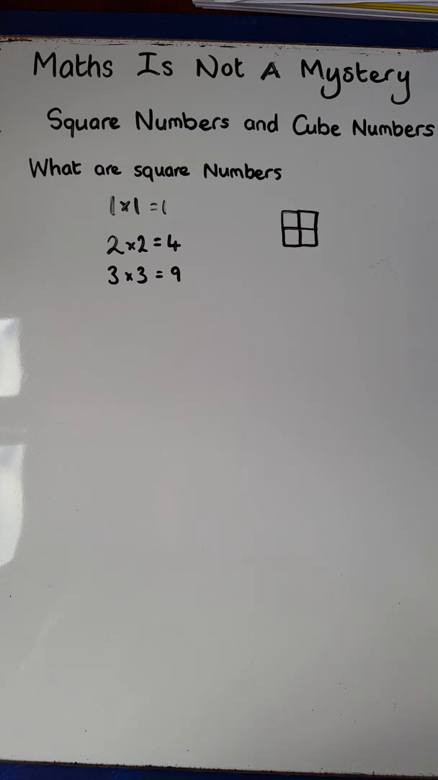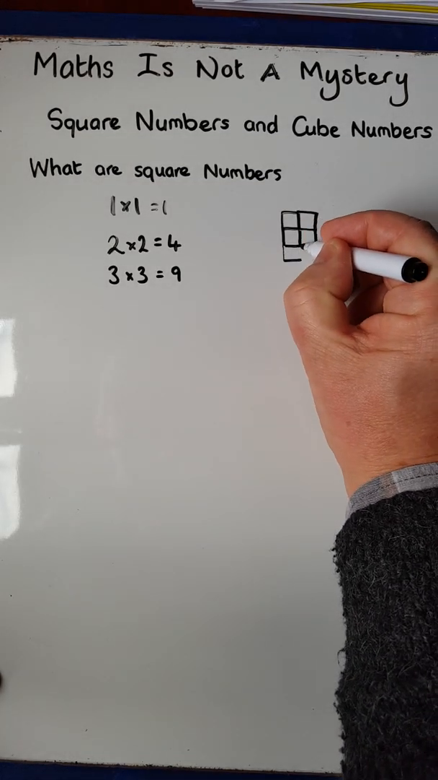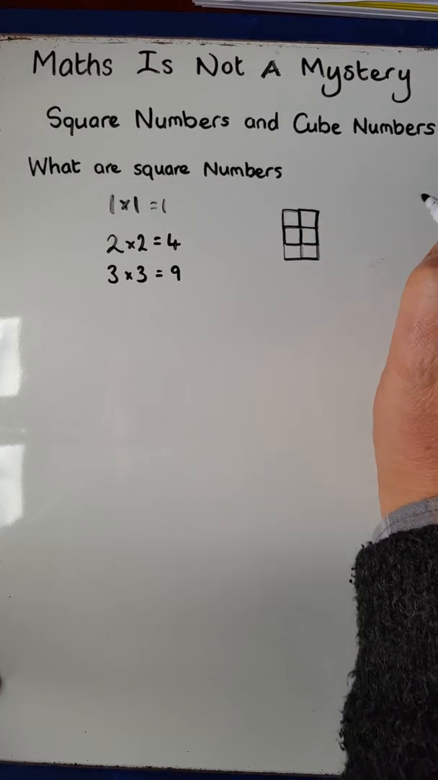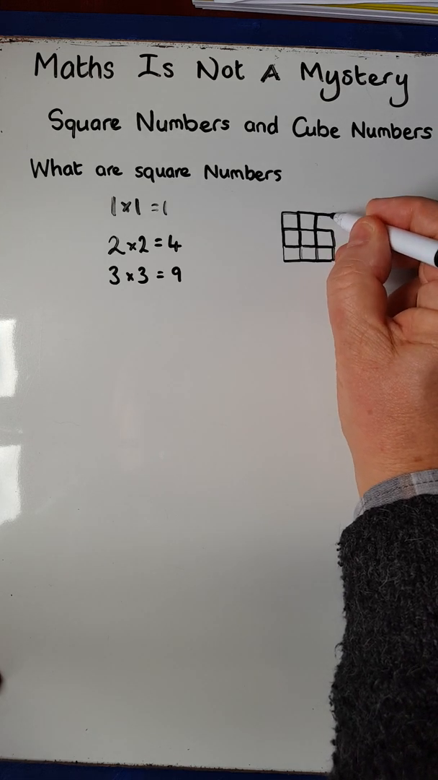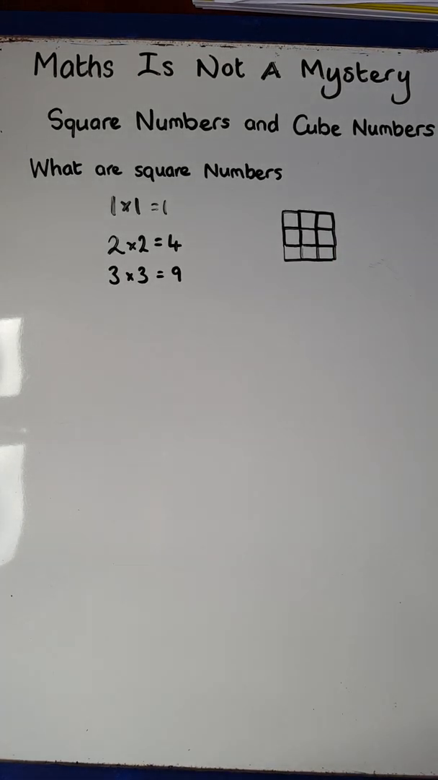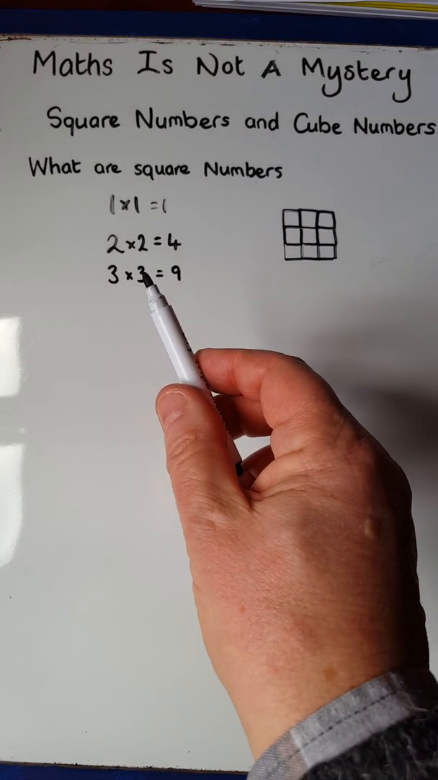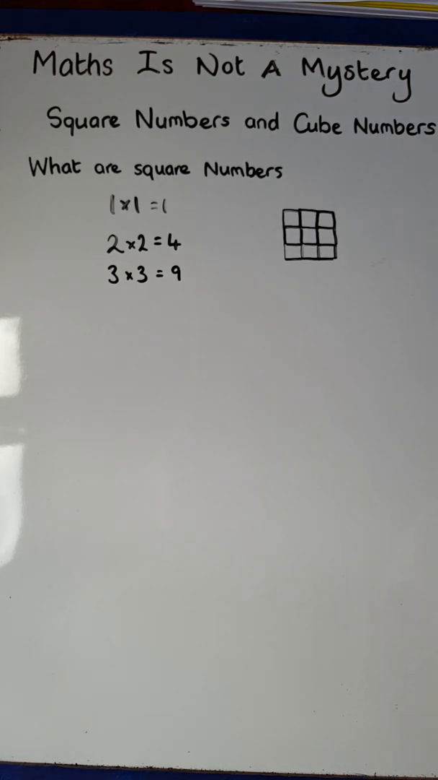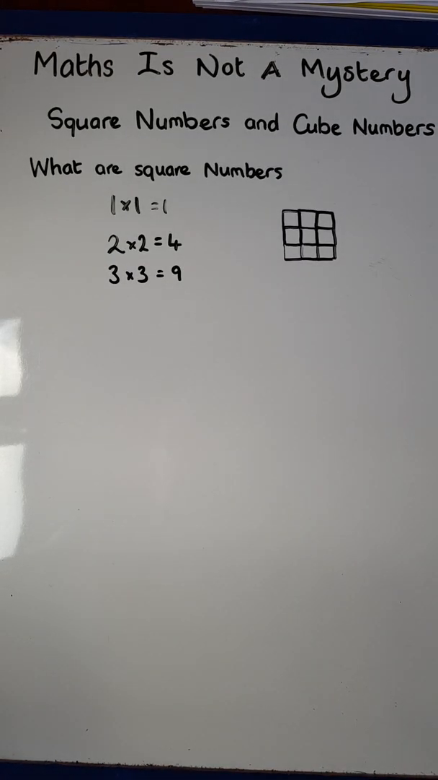And the next time you can make a square out of a bunch of little squares is when you've got 9 of them, because you can't do it out of 5, and you can't do it out of 6 or 7 or 8, but you can make a square out of 9. And you can keep on going like that. So you can have a 1 by 1 square, a 2 by 2, a 3 by 3, a 4 by 4, and so on.